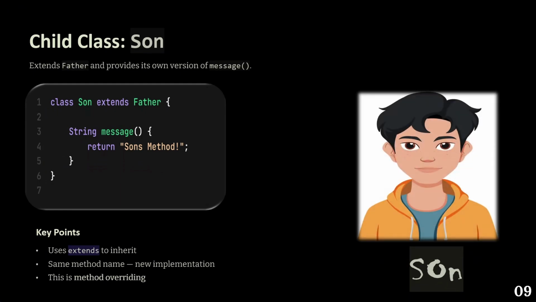Here is an important point. The Son class automatically inherits the color variable from the Father class. Even if we do not declare color inside the Son class, it is still available there. Now the Son class overrides the message method with its own implementation.